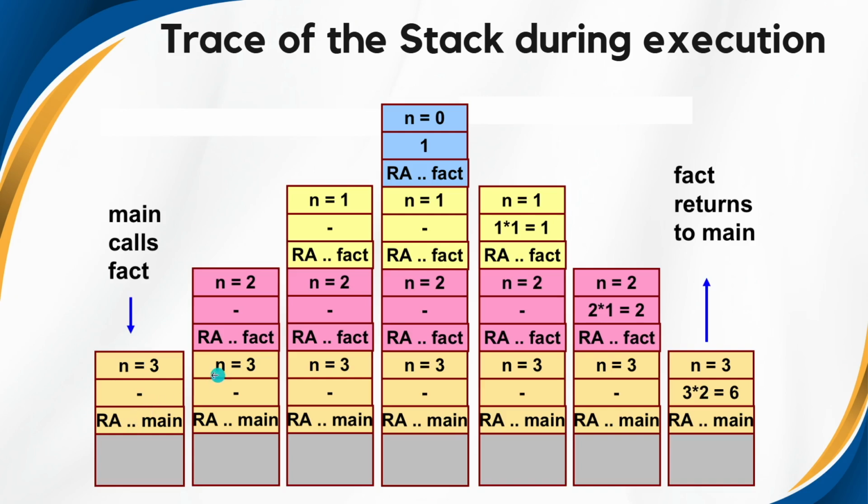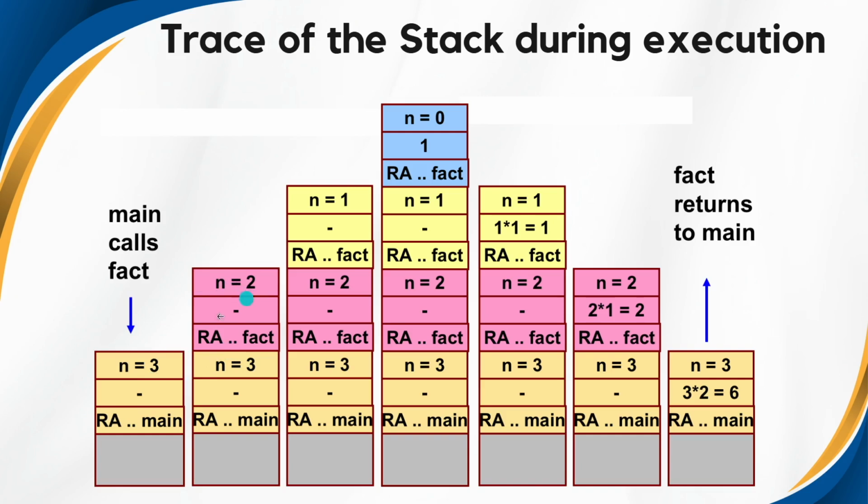When I make a call to factorial with n equal to 3, by definition we understand that only for n equal to 0 it returns 1. For all other values it returns n star fact of n minus 1. So now again we make a call to the function with the value of n as 2, fact of n equal to 2.